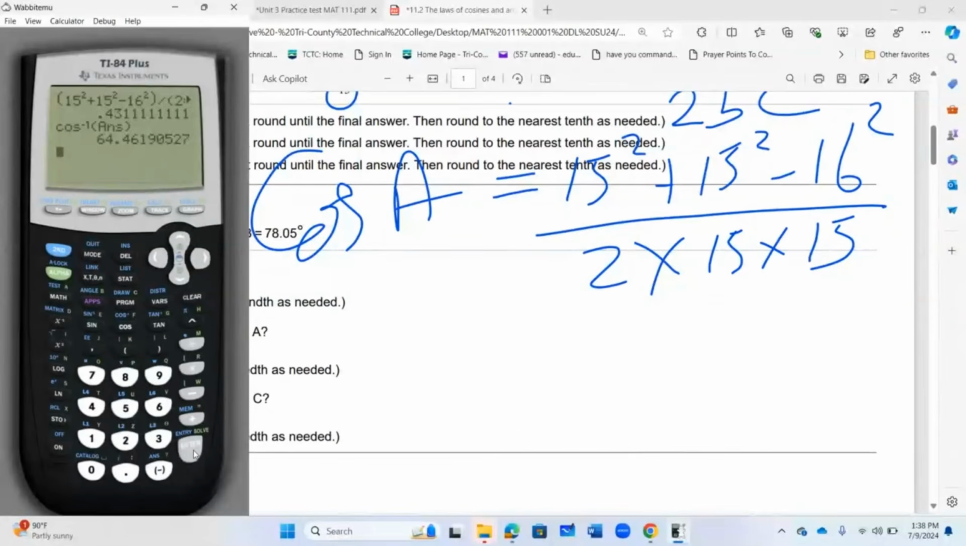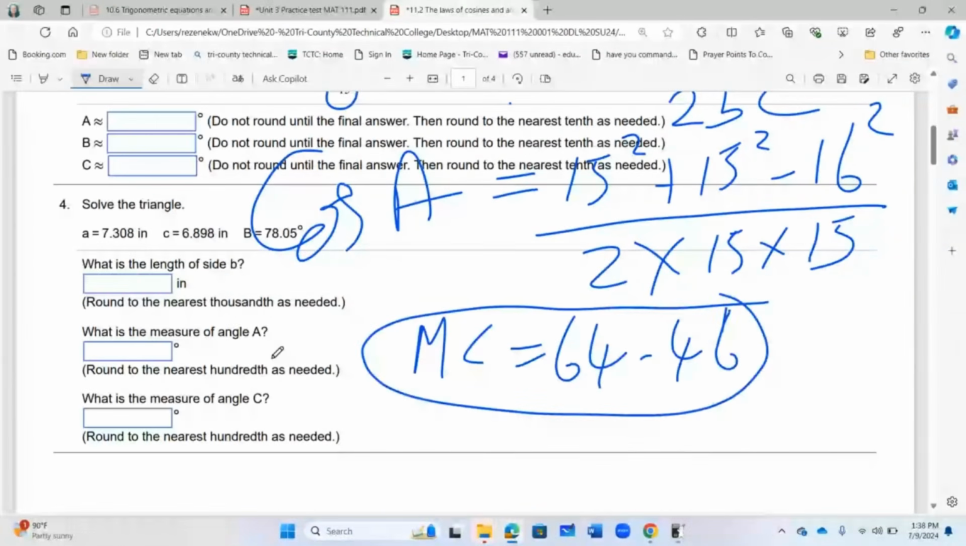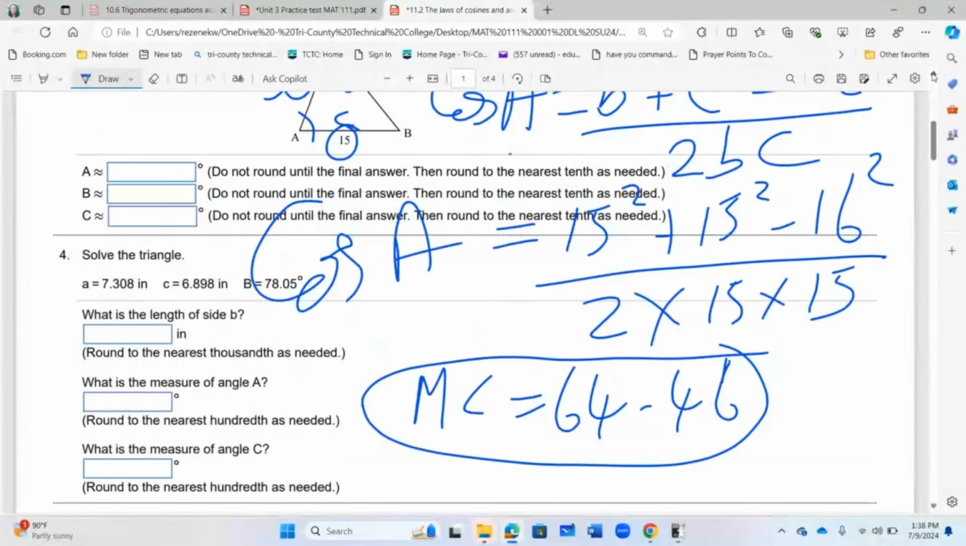We are solving a triangle, so we can use what they have. I wanted to make sure you know you're solving in degrees, so the mode must be in degrees. I think I've said it before, but don't forget that the mode must be in degrees. The measure of angle A is 64.46.